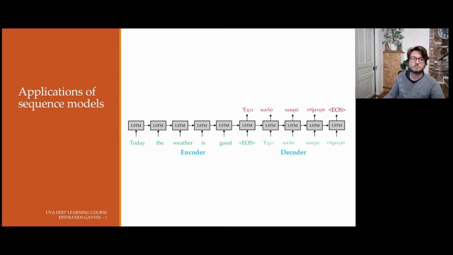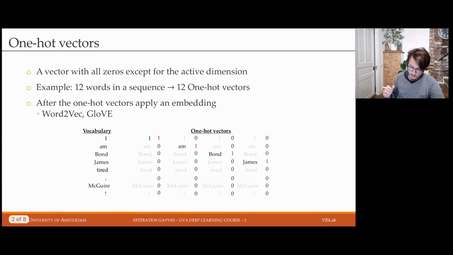Hi, now let's continue with applications of sequence models. Sequence models are particularly important with natural language and text. That's quite logical because natural language and text are very easily viewed as a sequence. Language and text correspond to symbolic data, right?